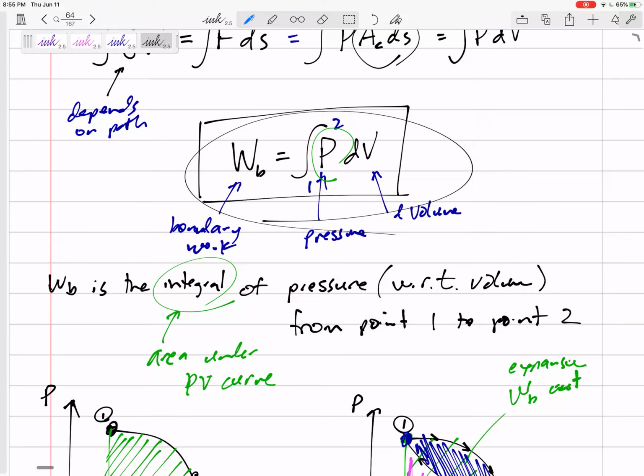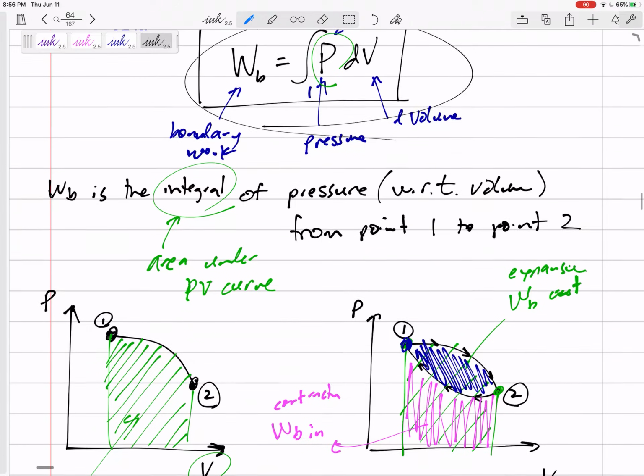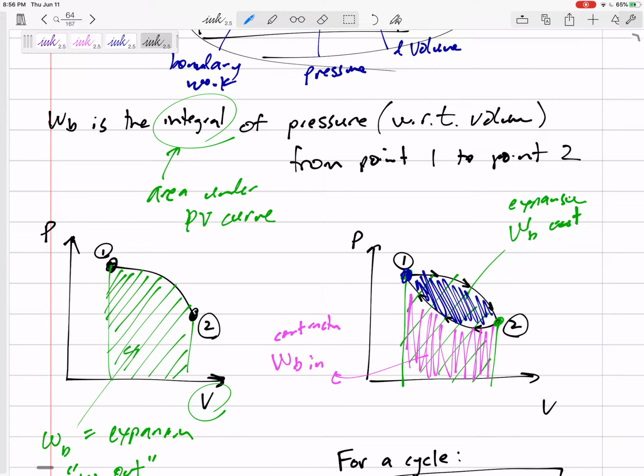All right, so we've been talking about boundary work. Boundary work is the integral of P dV. So if you have an equation for P, then we could integrate it to find the boundary work. It's also the area under the PV curve. So if we can think about what the PV curve looks like, we can calculate the area under the PV curve. Expansion is work out.